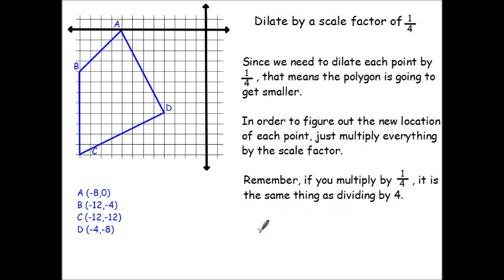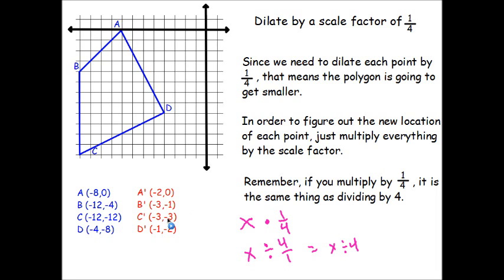Now the reason that is, so I'm going to use x as a variable. I'm going to say x times 1/4. Now you should have talked about the multiplicative inverse. And so what that means is you can change any multiplication to division, and all you do is flip the fraction over. So if I flip this over, I'm going to get 4 over 1, which is just simplified to 4, because then it's just x divided by 4. So that's why multiplying by a fourth is the same as dividing by 4. So if I just divide everything by 4, I'm going to get (-2, 0), (-3, -1), (-3, -3), (-1, -2).